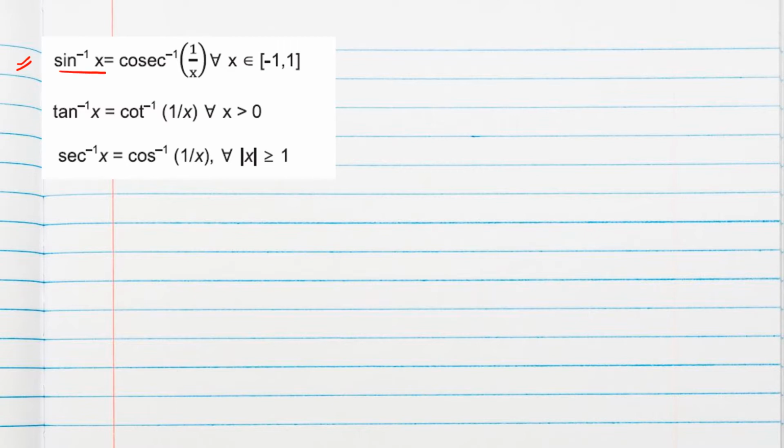Sine inverse x can be written as cosec inverse 1 by x. As we know, the reciprocal of sine is cosec, right, and the reciprocal of x will be 1 by x. So like that you can remember. Similarly, tan inverse x and cot inverse 1 by x, sec inverse x and cos inverse 1 by x.